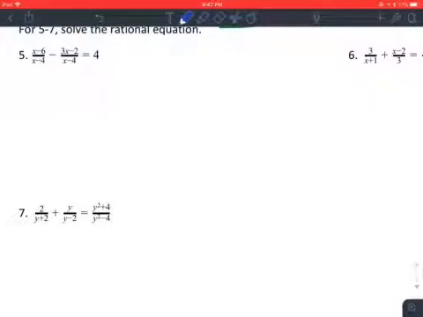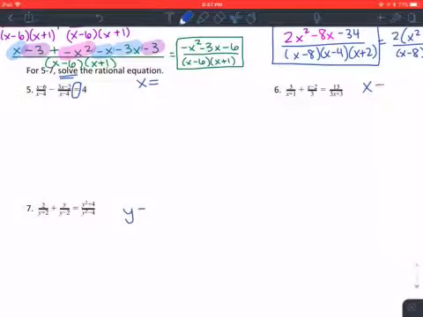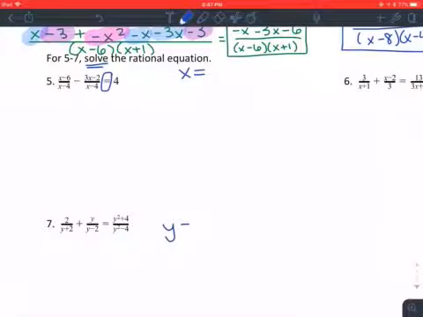For questions 5 through 7, we're solving. If we're solving, we'll see an equal sign. That tells me my end goal is to solve for my variable. That is our end goal.